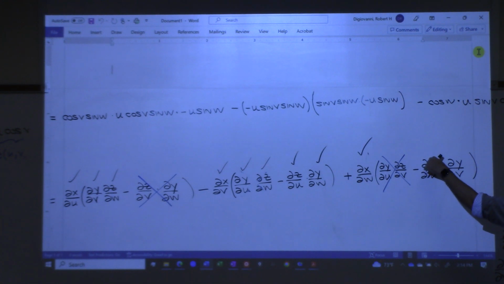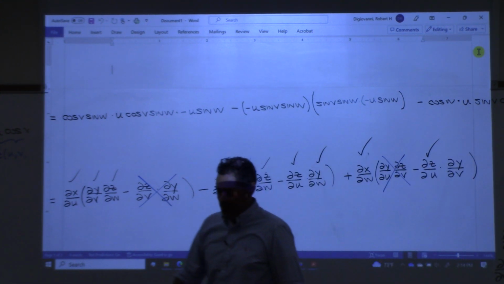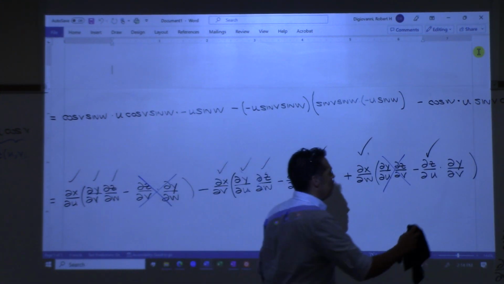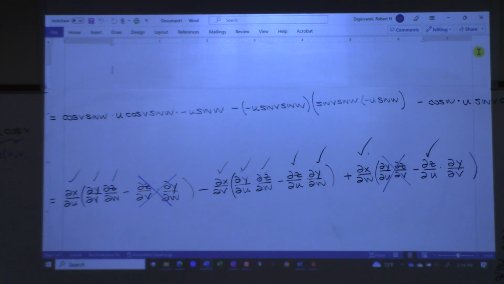Partial z with respect to u, cosine w. One more. Partial y with respect to v: u cosine v sine w. Okay, I don't want to erase this because I'm afraid to erase it in case y'all messed up. I won't have proof. Okay.